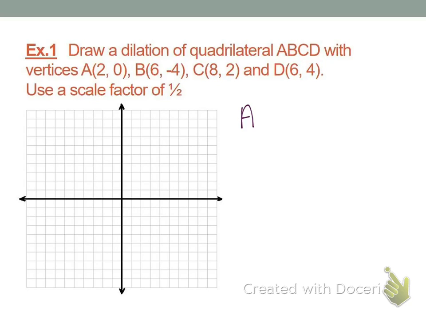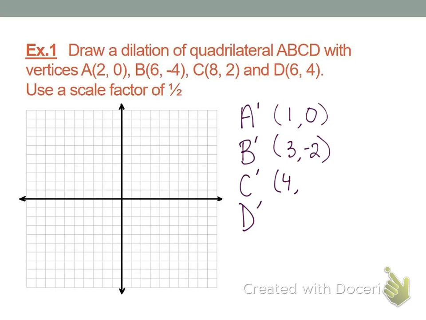So before we start graphing, we could just list out our coordinates of A prime, B prime, C prime, D prime. Our scale factor is 1/2. So what are the coordinates of A prime? 1, 0. B prime. C prime. Careful. 4, 1. And D prime. 3, 2. Questions about how we came up with those new coordinates?